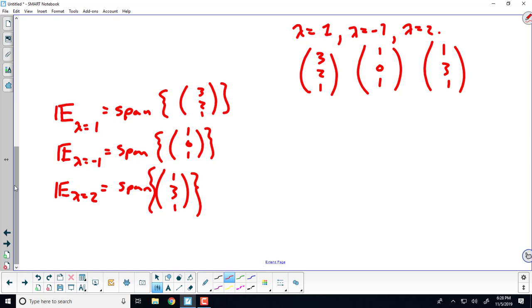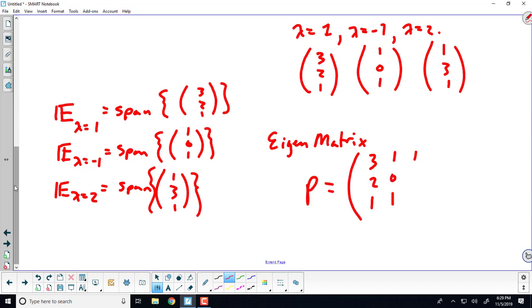And so again, the book didn't give this a name, but I think we need it. We've got an eigenmatrix. I'm going to use the letter P for it, for what's coming up. So we've got the eigenmatrix of 3, 2, 1, 1, 0, 1, 1, 3, 1. Okay? That eigenmatrix goes with A. So this is the eigenmatrix for our A matrix, which was associated with the linear transformation.